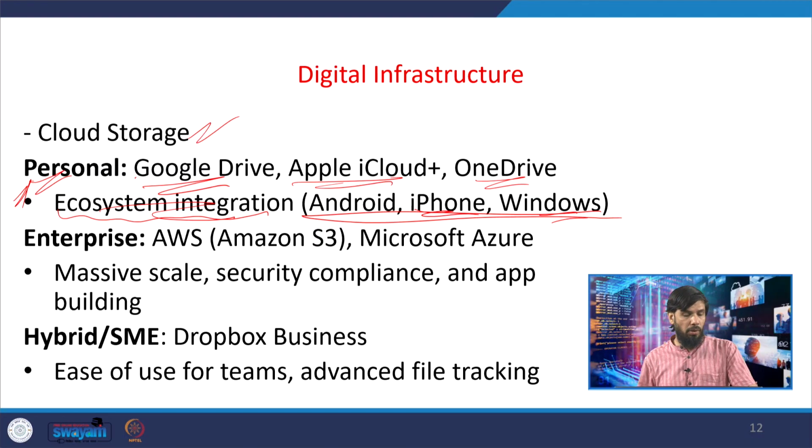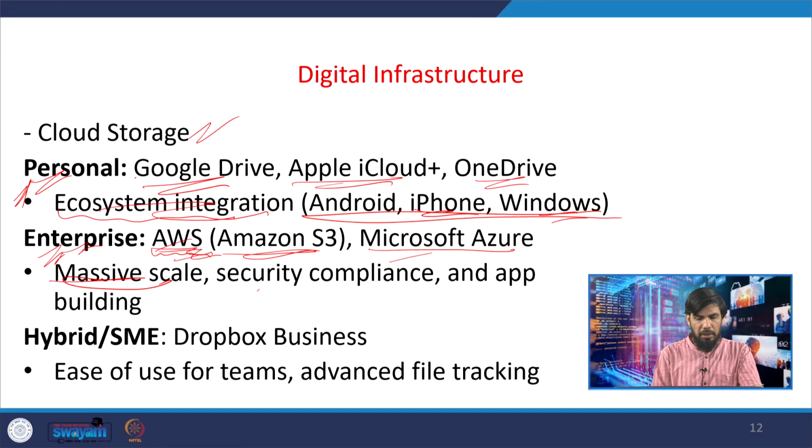Then in case of enterprise, you plan to run some enterprise applications, and for that you would like to have better access, faster access, more technological support. AWS Amazon S3 is there. Then Microsoft Azure is there. So these are the cloud options if the context is the enterprise, not the personal professional context. What you get is massive scale, security, compliance and app building and all that.